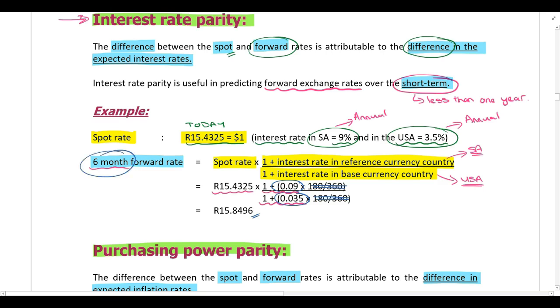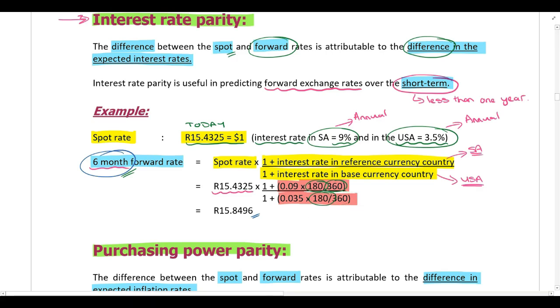However, I'm trying to calculate the forward rate in 6 months' time, which means I need to take these annual interest rates that I've been given and I need to multiply by 180 over 360. So once again, in this example, I'm assuming that I've got 360 days in the year, and we are trying to calculate the 6-month forward rate. So if there's 360 days in the year, that means there's 30 days in each month. So 6 months is going to be 180 days.